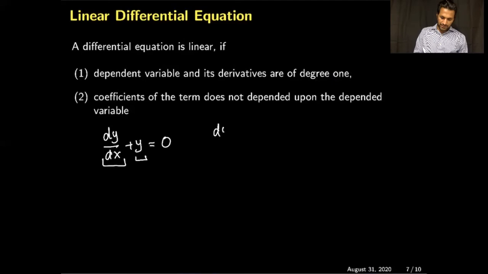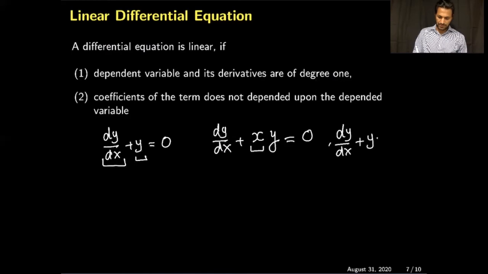This is also dy by dx plus xy is equal to 0. Here you can say that the coefficient depends on x, but x is not the dependent variable. So this differential equation is still a linear differential equation. Dy by dx plus y is equal to sine x is also a linear differential equation.